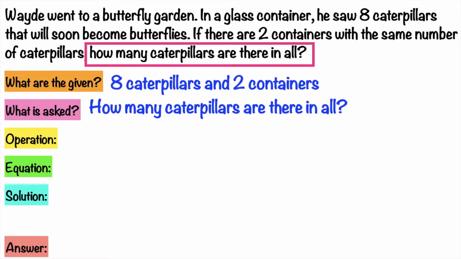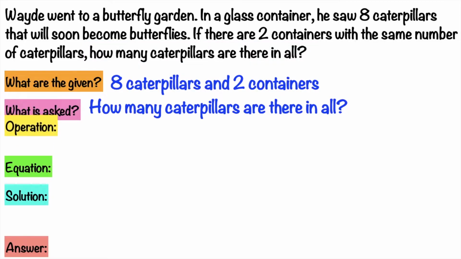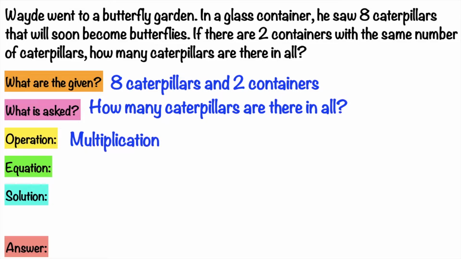Let's proceed to the operation. What operation are we going to use in order to solve this problem? Good job! It's multiplication. Now, let us write the equation. Always remember, children, in writing the equation, the first factor will be the number of groups, while the second factor is the number of objects in each group, then equals n.